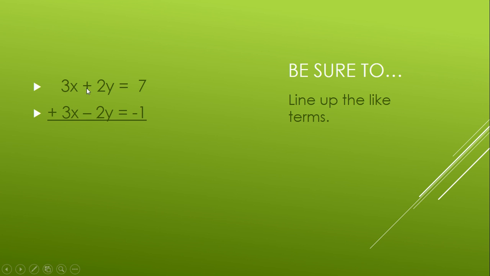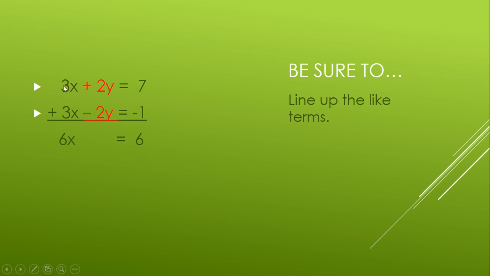Okay, once we have done that, we need to make sure that adding them is going to do something useful for us. And what we want is to eliminate one of the variables. If we add a 2y and a negative 2y, really what we're doing is subtracting it from itself. That's what we want, because this y term is going to disappear, and then we're going to be able to solve the system of equations. So when we add those up, we know that those are going to disappear.